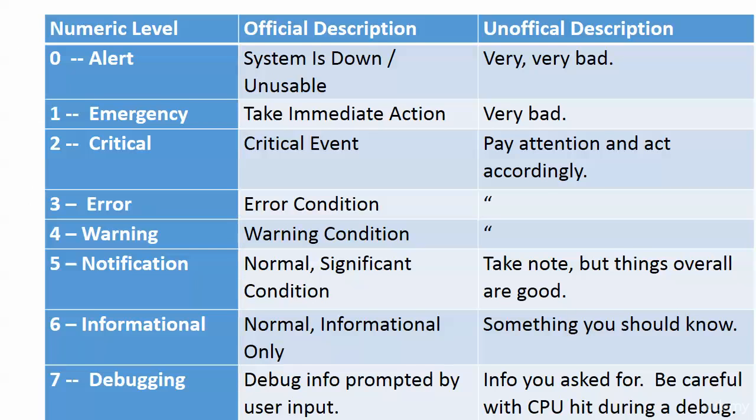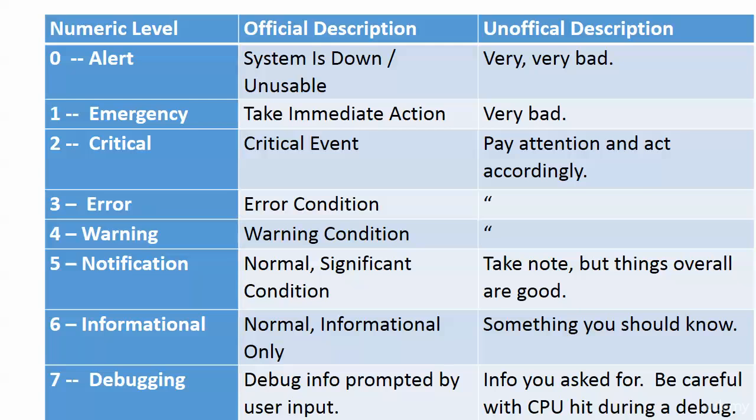And frankly, it would not hurt you to memorize these for the exam, just being blunt. And again, you'll notice from 0 to 6 here, we're looking at alert, and the official description is system is down and/or unusable. And the unofficial description, the Chris Bryant description that will not appear on your exam, is this is very, very bad. We go up 1 numeric level. 1, emergency means take immediate action. That is very bad. Critical, there's a critical event. You should pay attention and act accordingly. You're not going to see a ton of those, hopefully, in real-world networking. But again, 0s, 1s, and 2s, there's something very, very bad going on there.